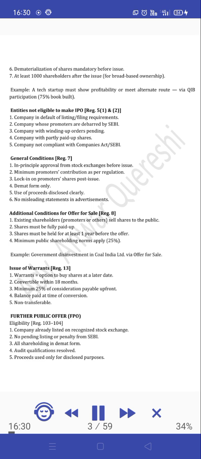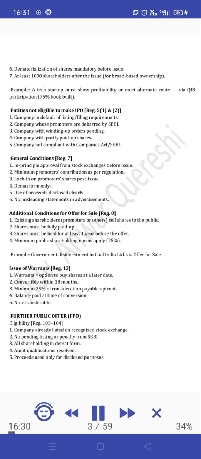General conditions, Reg. 7. 1. In-principle approval from stock exchanges before issue. 2. Minimum promoters' contribution as per regulation. 3. Lock-in on promoters' shares post-issue. 4. Demat form only. 5. Use of proceeds disclosed clearly. 6. No misleading statements in advertisements.